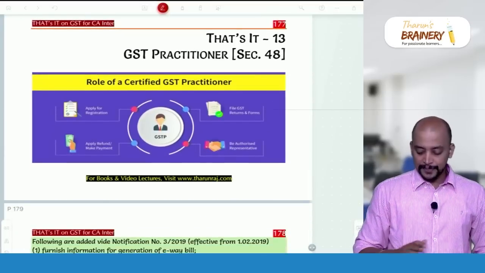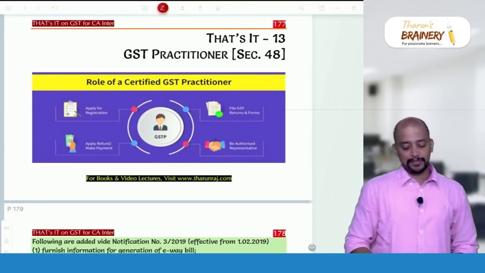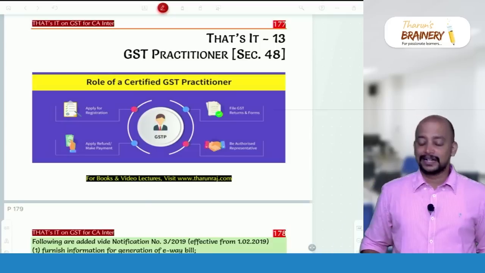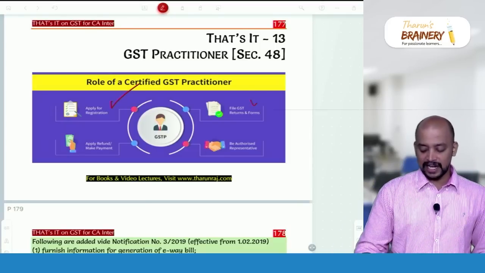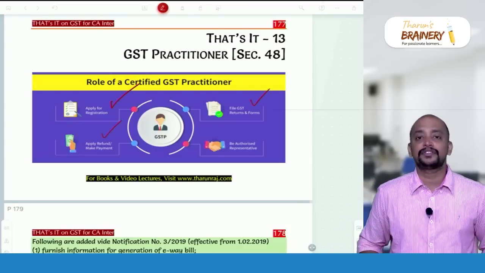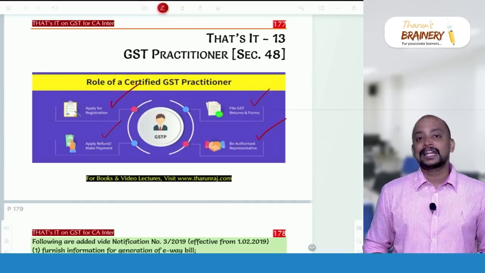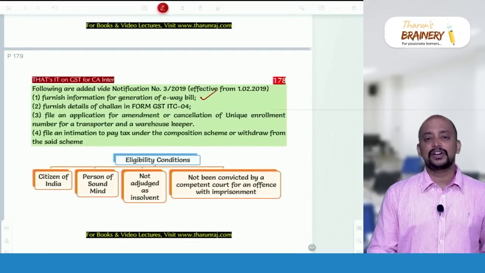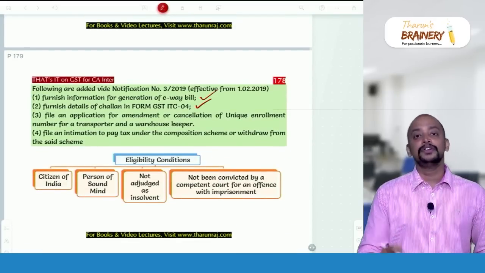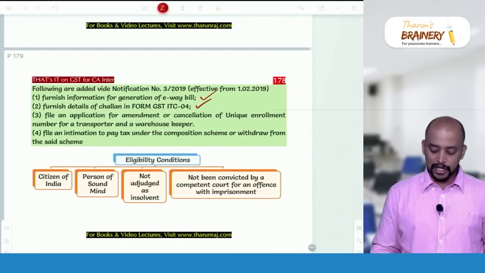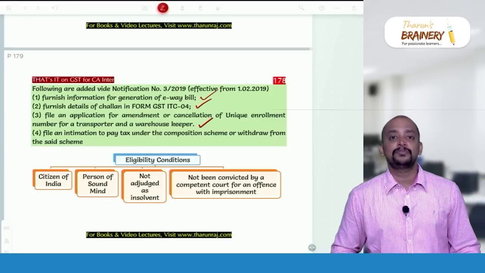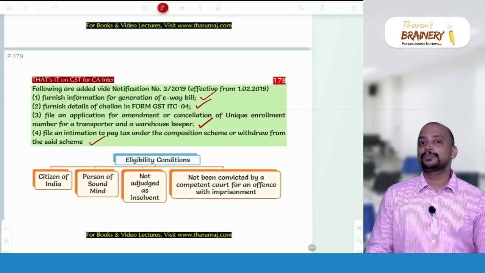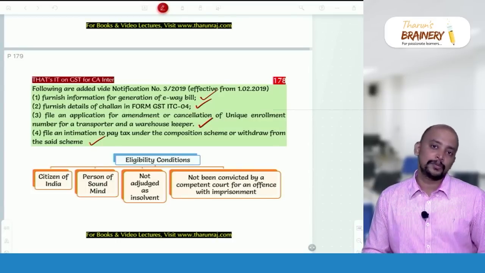Okay. Then the last area that we have is GST practitioner. It's a simple thing. So what are all the activities that a GST practitioner can do? They can apply for registration, they can file returns, they can make application for refund or make payment of tax. They can act as authorized representative. In addition to that, they can furnish details for generation of e-way bill, and they can furnish the details of goods sent on job work and received from job work, and they can file an application for amendment or cancellation of unique enrollment number. They can file an intimation to pay tax under composition scheme or withdraw from composition scheme.